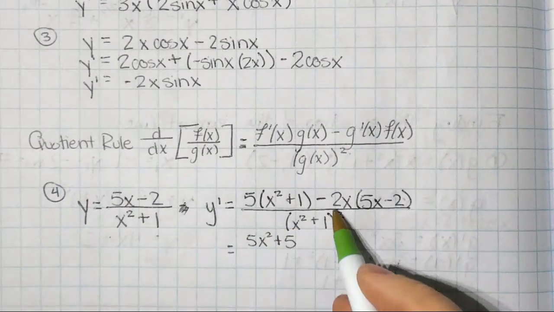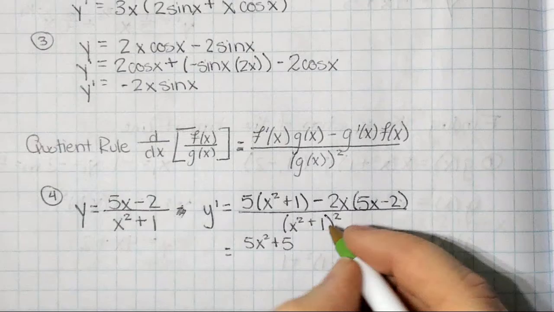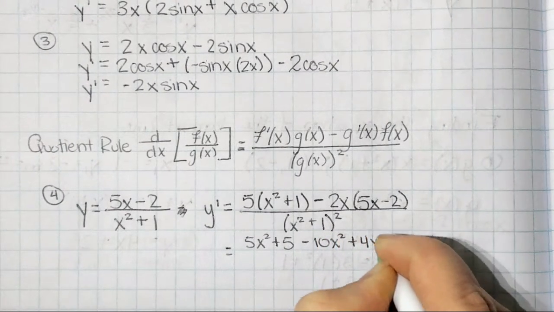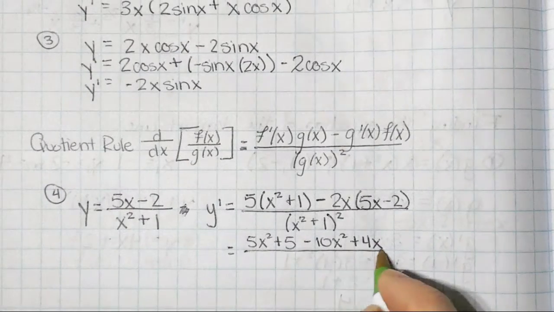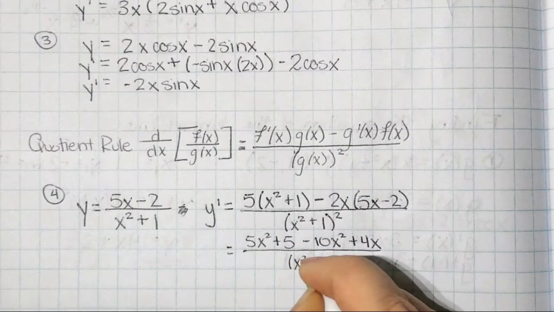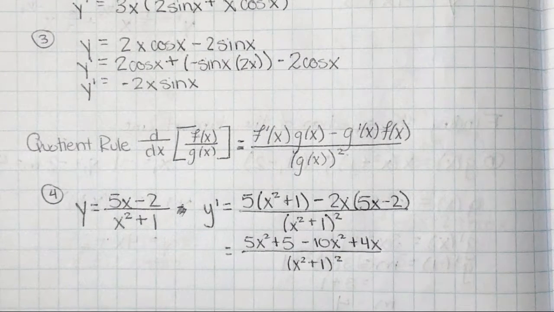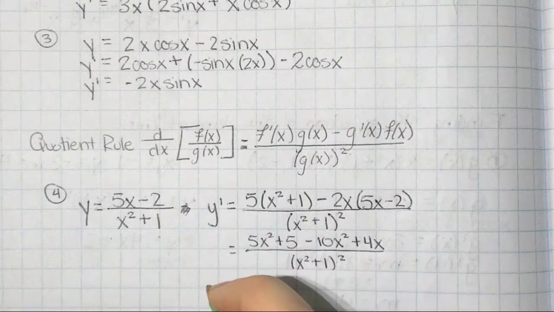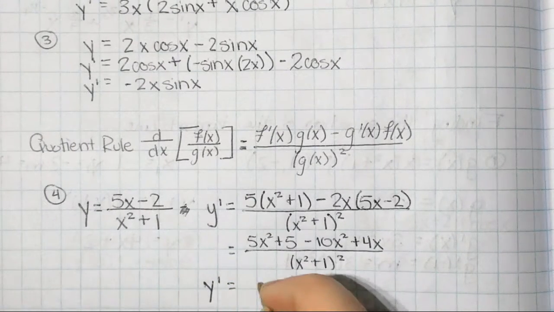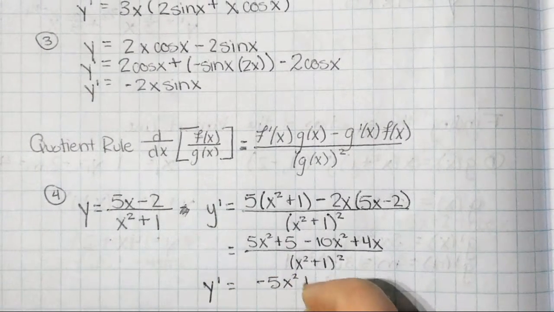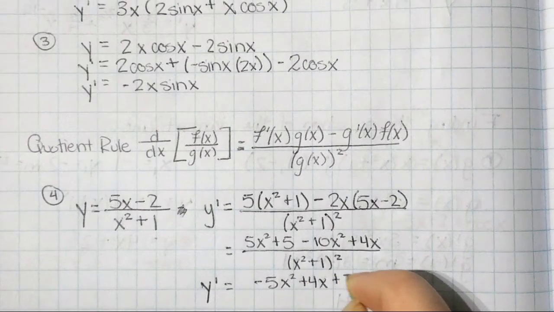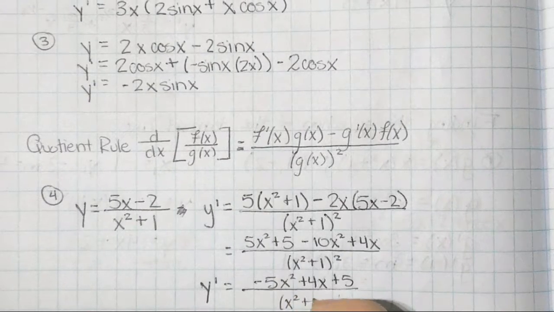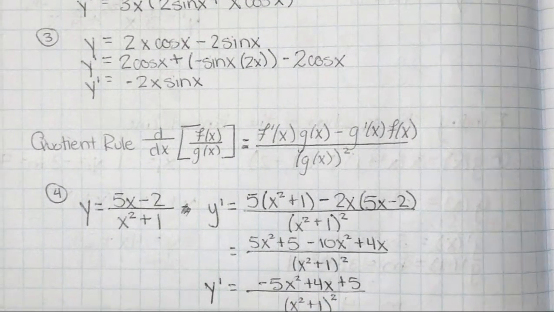Most common mistake I see right here is dropping a negative like a baby freshman. Minus 10x squared plus 4x. Okay? And leave that bottom factored. So x squared plus 1 squared. If you have any like terms, combine them, which I do. So in this case, y prime equals negative 5x squared plus 4x plus 5, all over x squared plus 1, that entire thing being squared.